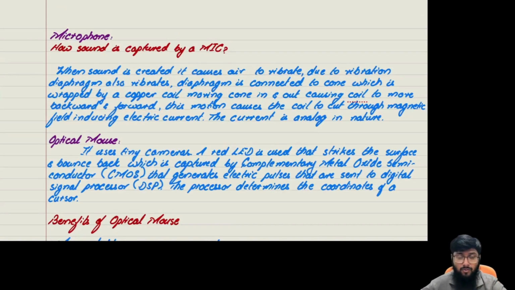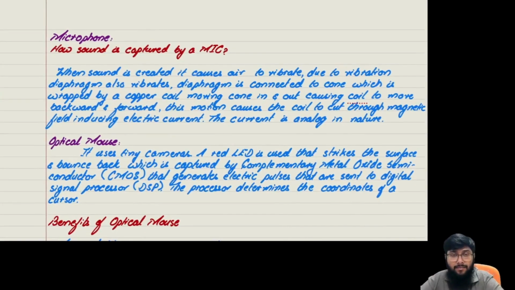Now the coil starts to move as the cone starts to move, so that is the reason the coil moves backward and forward as well. This motion actually cuts the magnetic field and induces the electric current over there, and this current is in the analog format, which is converted into the digital format again with the help of an ADC. So this is how your mic captures a voice that is produced by you.